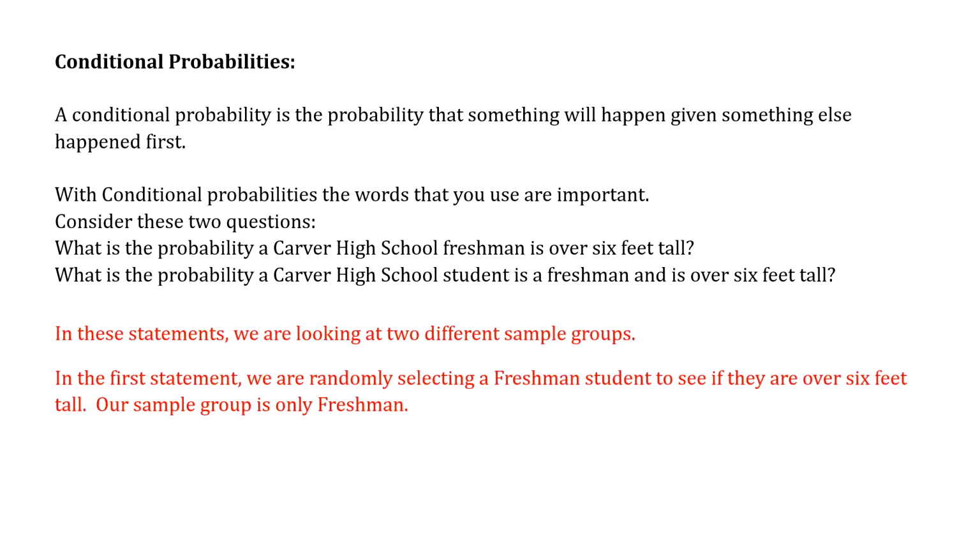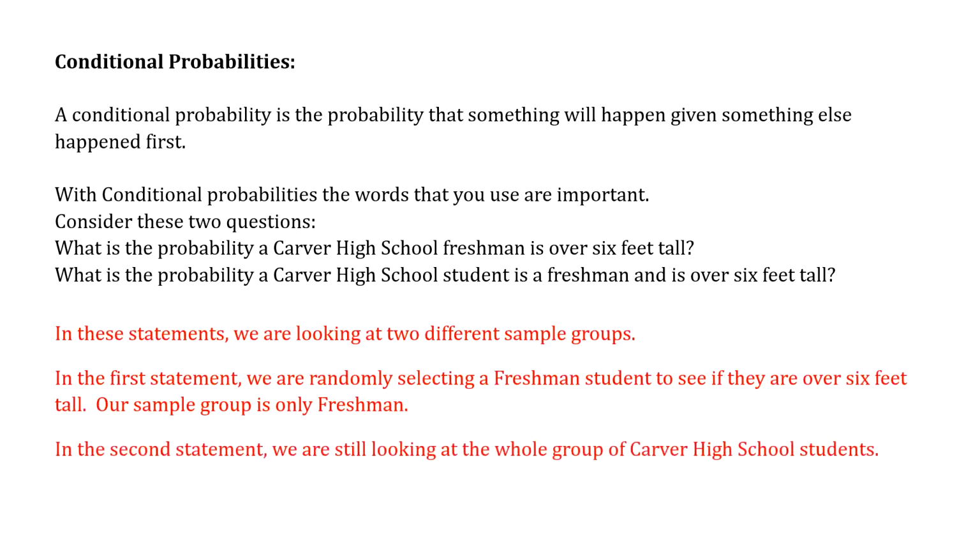Whereas the second question is looking at the whole school, and now we're trying to pick a student out of the whole school, and if we pick that student, what's the probability that that student is a freshman and is over 6 feet tall? So it's two different things we're looking at, and the conditional probability is the first one. Given that we're looking at the freshman, what's the chance they're over 6 feet tall? That's what they mean by given something else has happened.